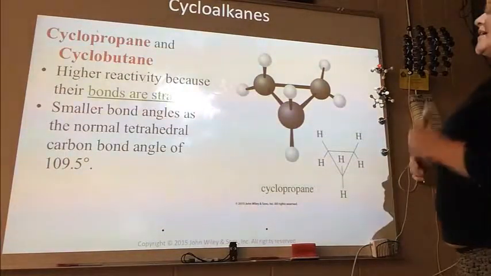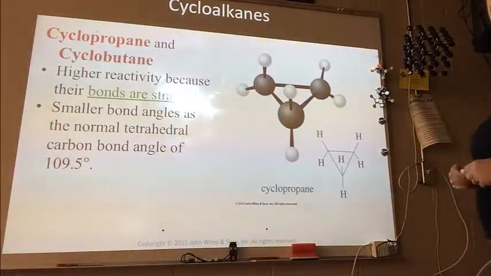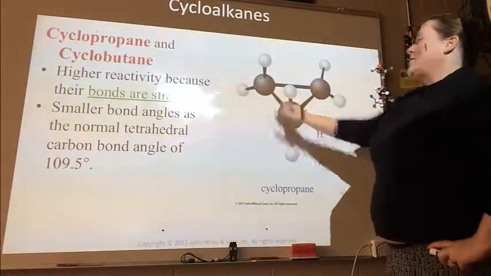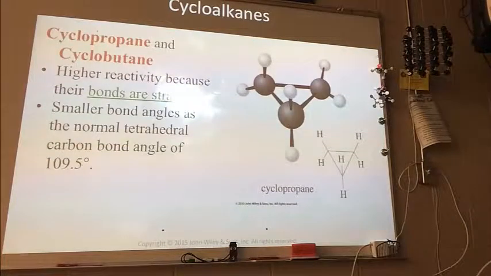So this just summarizes that they have higher reactivity, these bonds get strained. These smaller bond angles result in a more strained, confined molecular arrangement.